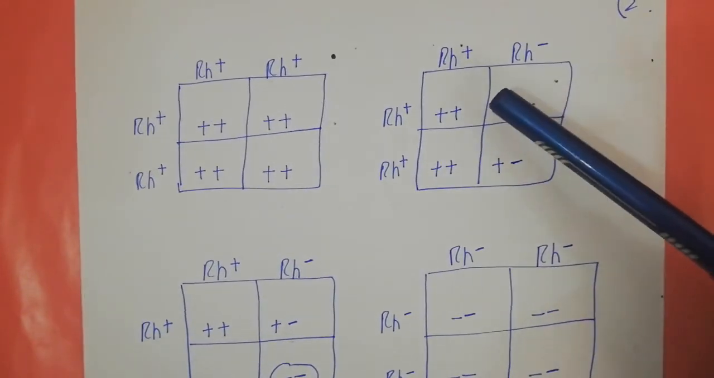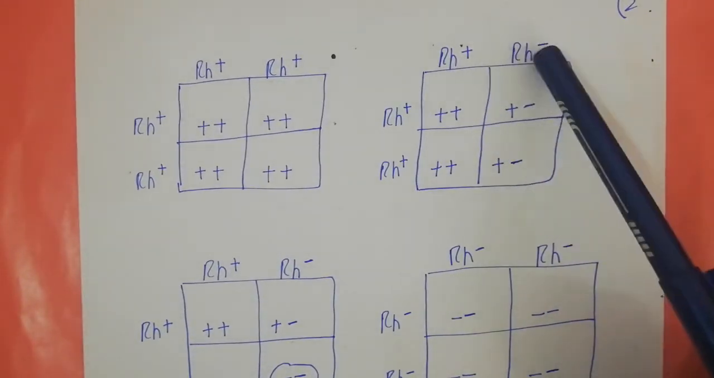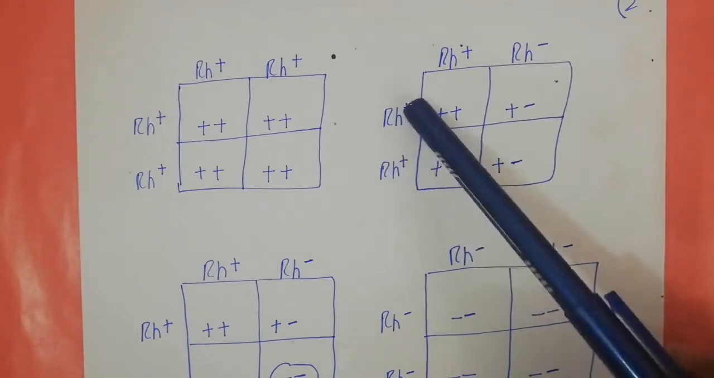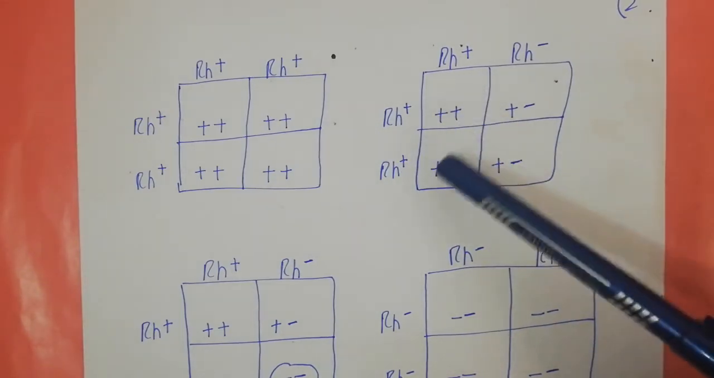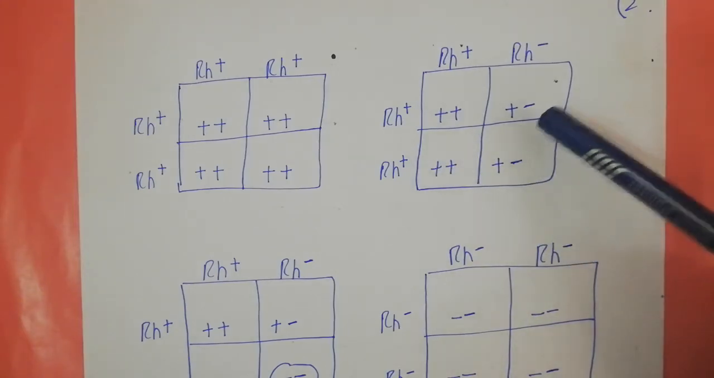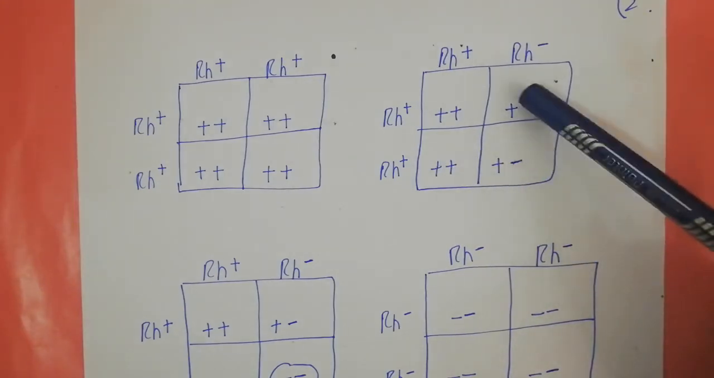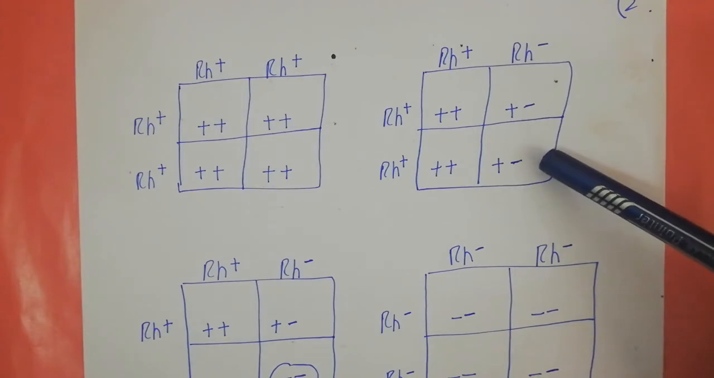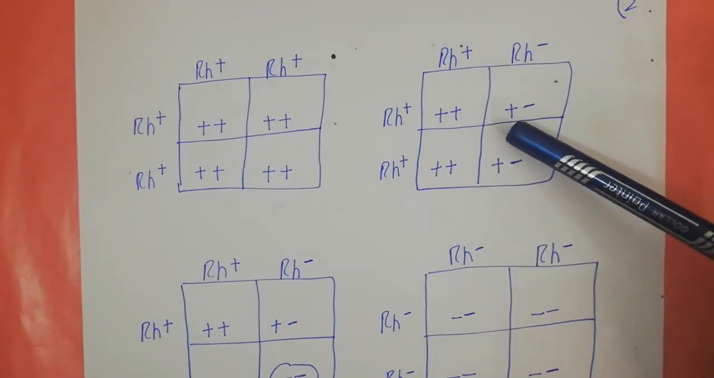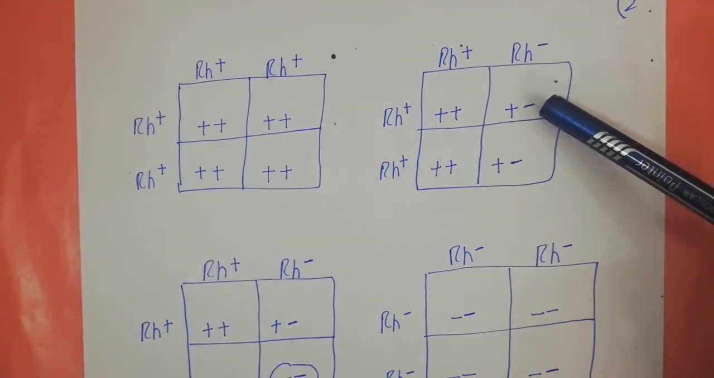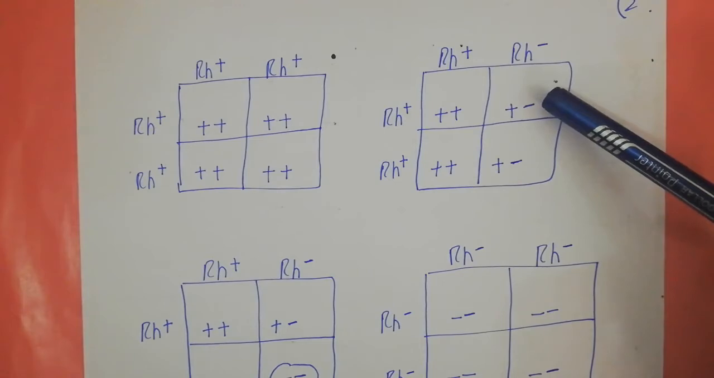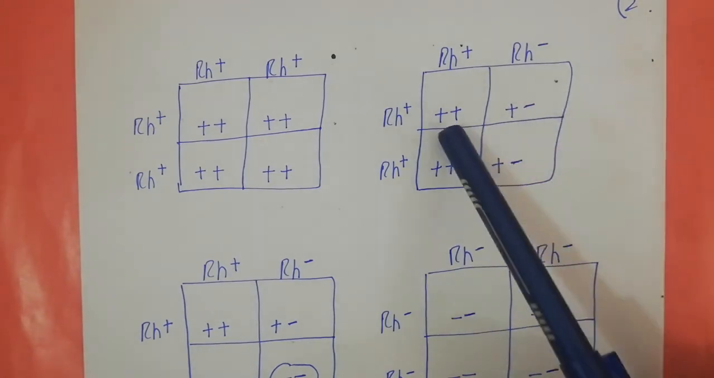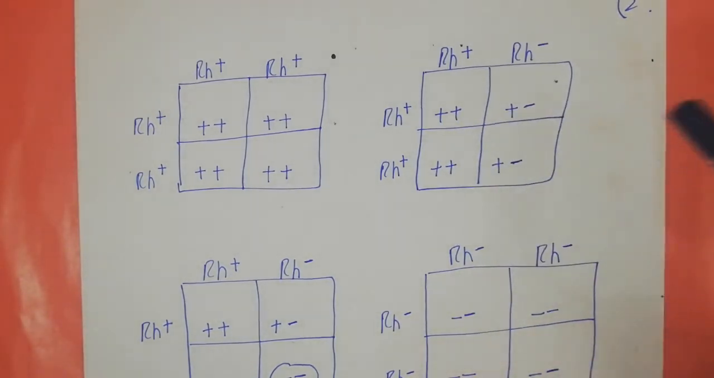Now if one of the parents is heterozygous, as you can see over here, and one is homozygous, again these two individuals are homozygous Rh positive, but these two offspring are heterozygous. But as the positive is dominant over the negative one, their blood group will be Rh positive, because the Rh positive allele is dominant over the negative one, so it will express itself in the homozygous as well as in the heterozygous condition.